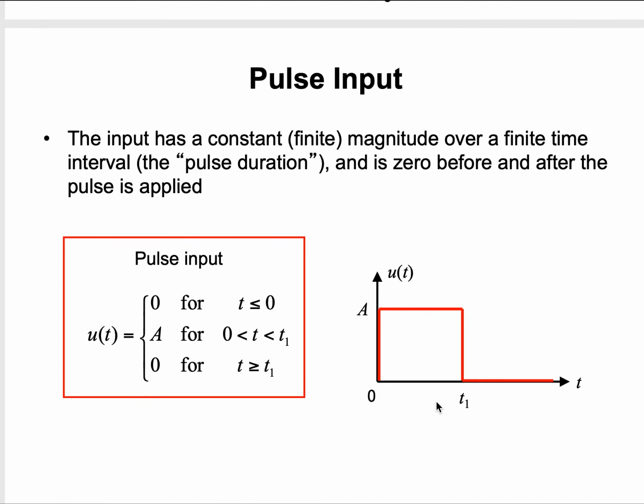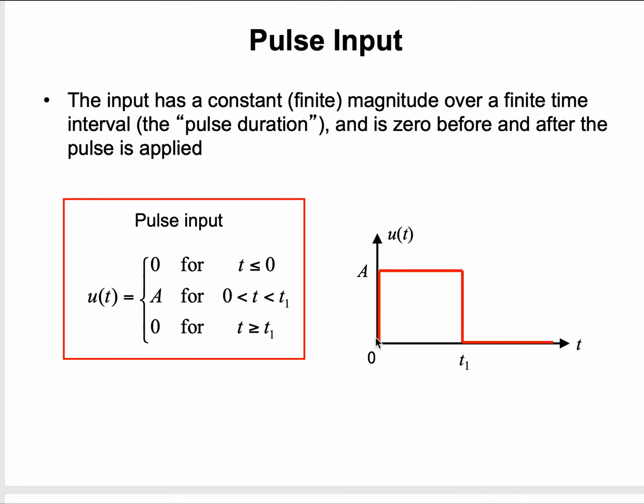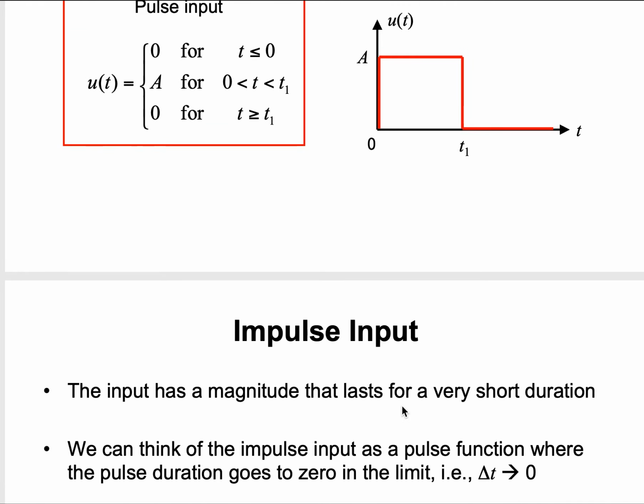This is a pulse input. What does that mean? It has a constant finite magnitude over a finite time. So its value is 0 for the time before 0. It's a for a finite time between t and t1. So this is called a pulse input.